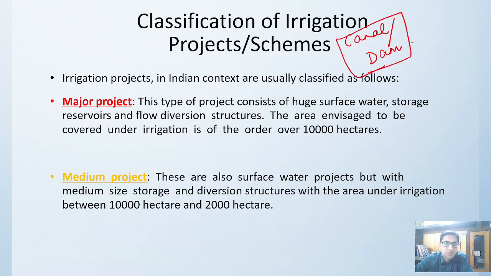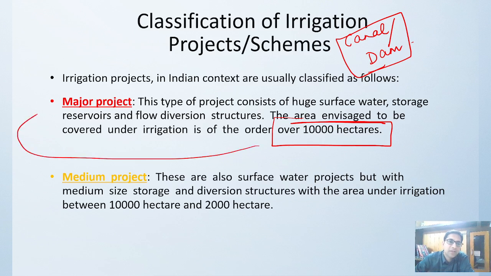which requires huge water for irrigation. Normally, they are going to cover an area of over 10,000 hectares. Any project that is going to cover around 10,000 hectares or above of irrigation, we put under the major project or major irrigation project.